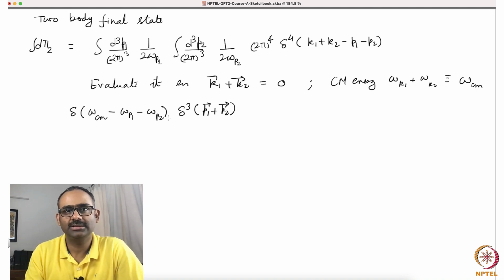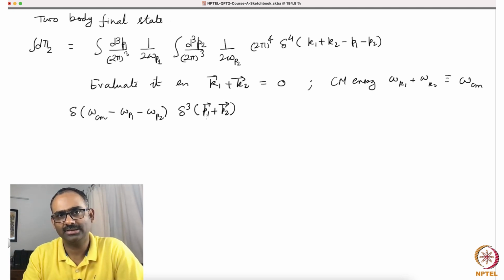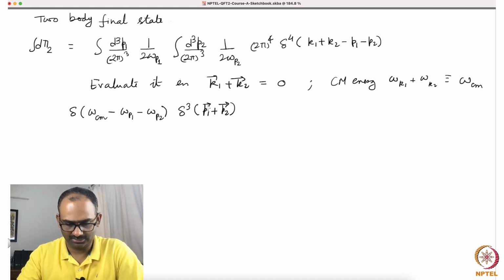What does this delta function say? It says that it hits only when P2 is equal to minus P1, meaning the momenta of the final state particles are back to back. It doesn't tell you the direction, but it tells you that they are back to back, which is what you expect. So the momentum conserving delta function is giving you the correct result.